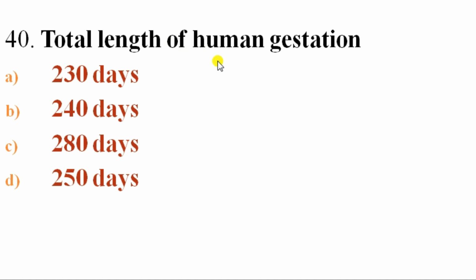Next question. Total length of human gestation. Options: A. 230 days, B. 240 days, C. 280 days, D. 250 days. Answer is C, 280 days. So total length of human gestation is 280 days.